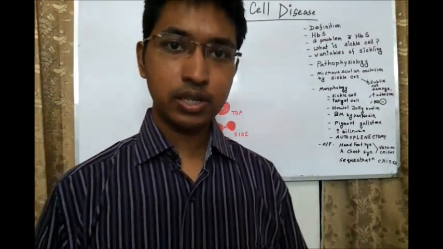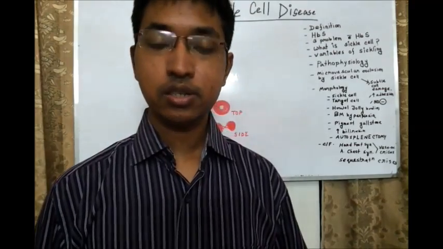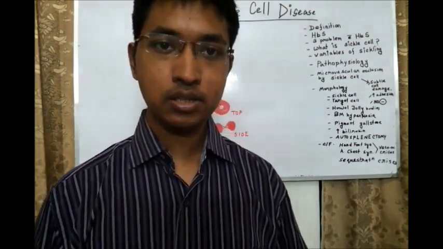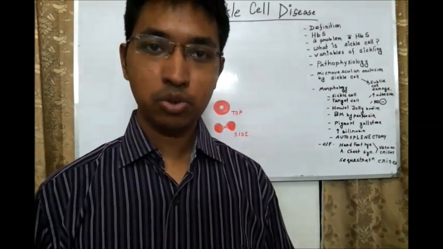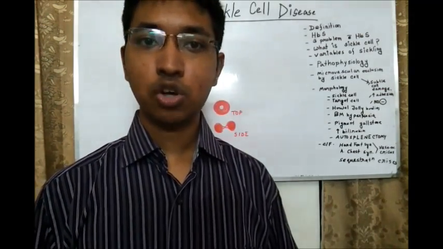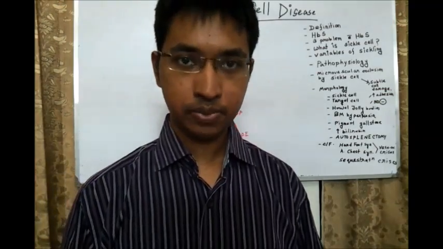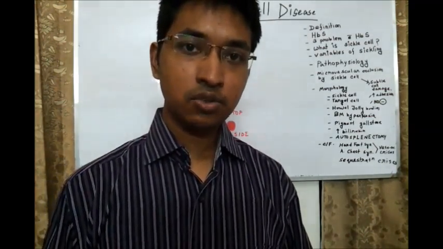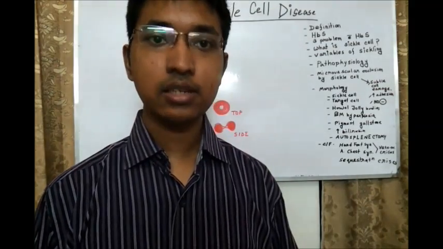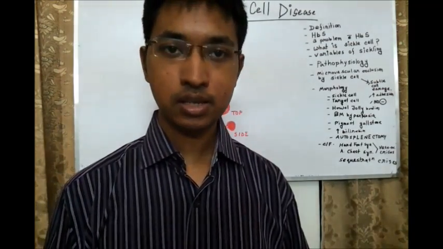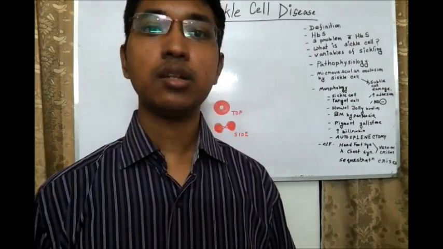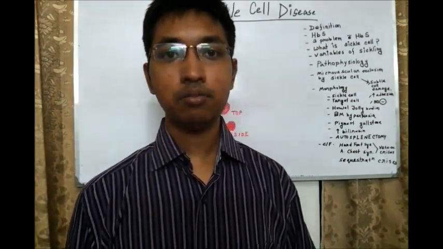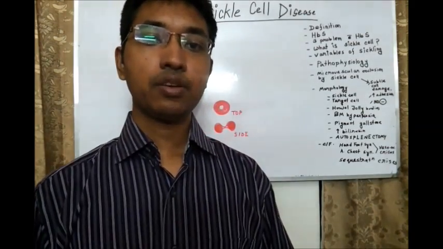The first thing is sickle cell disease is a disorder of hemoglobin. The second point is here an abnormal hemoglobin is produced which is called Hemoglobin S. And the third point I would like to say is that the red blood cell which contains this abnormal hemoglobin S can become sickle shaped when deoxygenated, and from there we got the term sickle cell disease.